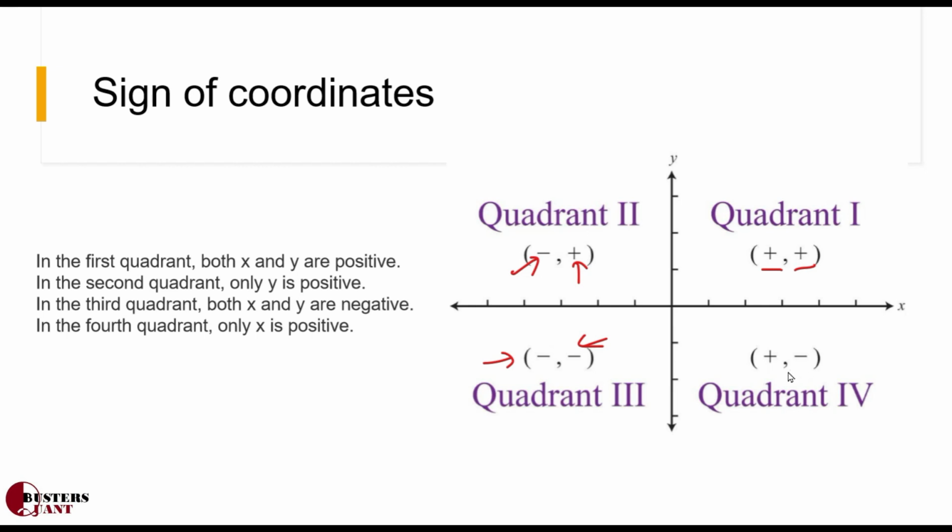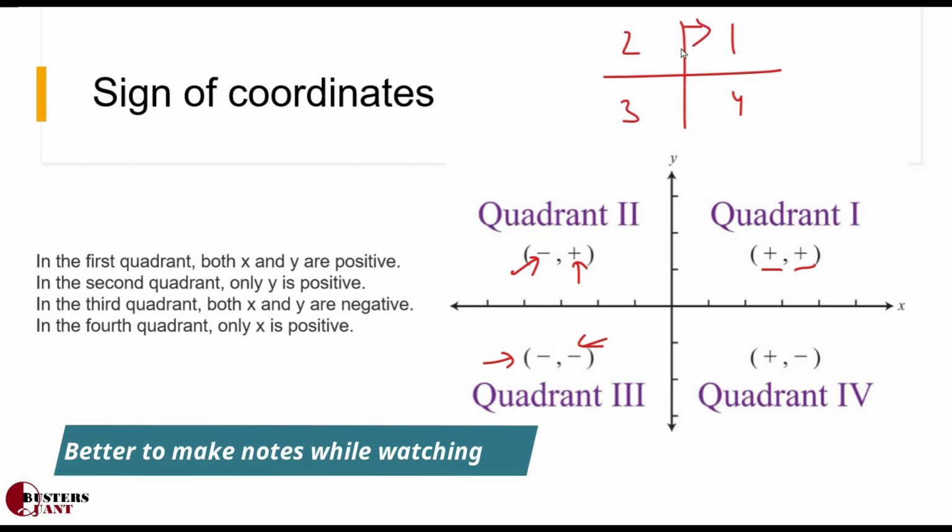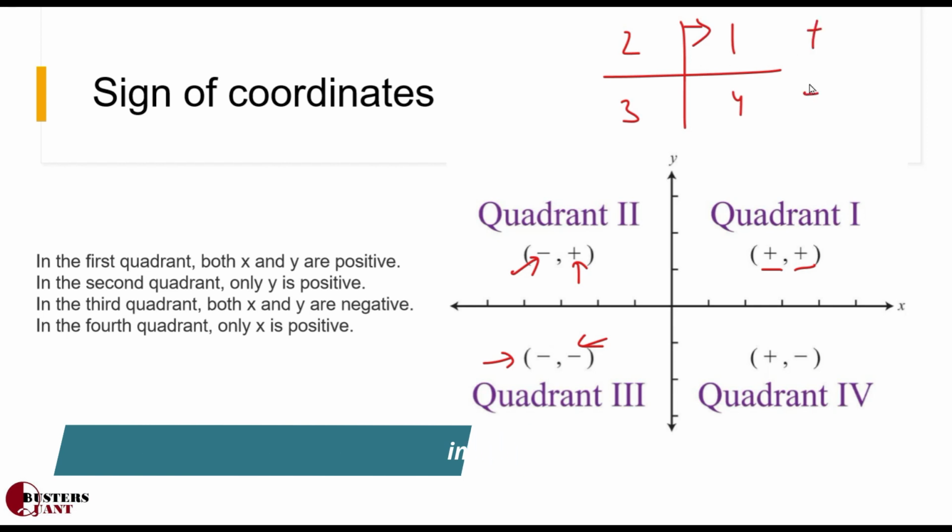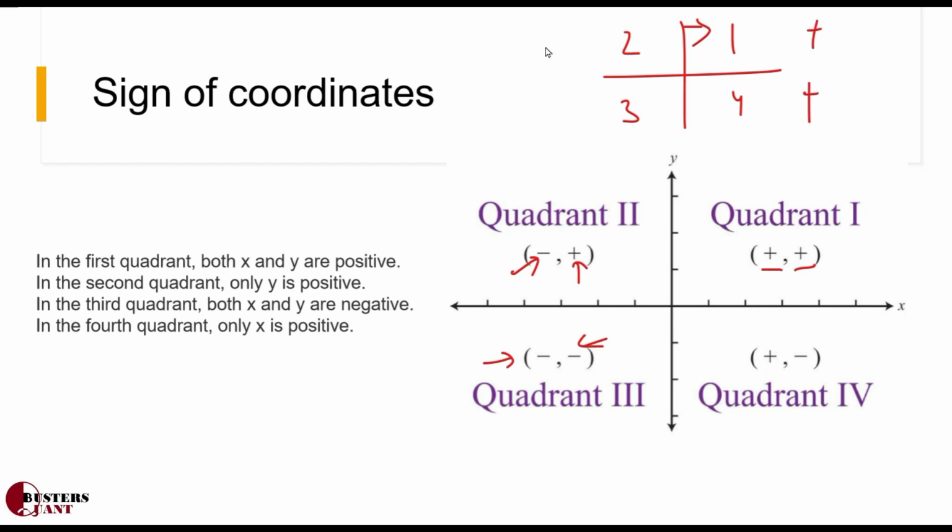Now there is always a method. If I need to find first or fourth, you have to visualize the quadrants. First and fourth are here, 2 and 3 are here. So first and fourth are towards the right of the origin, so x is positive in both. Here it is left of the origin, so x is negative. Now 1 and 2 are above the origin, so y is positive. Here it is below the origin, so y is negative. This way you can use it.